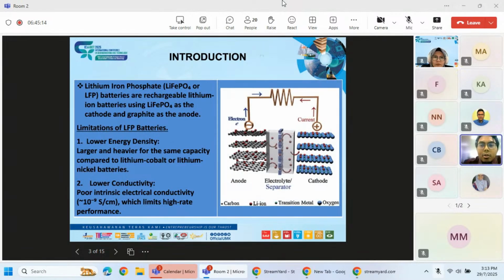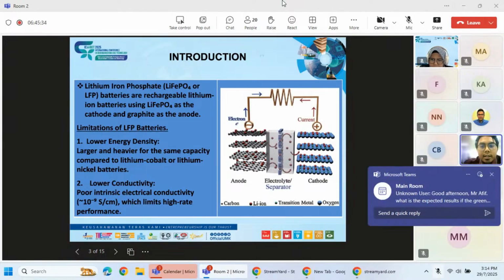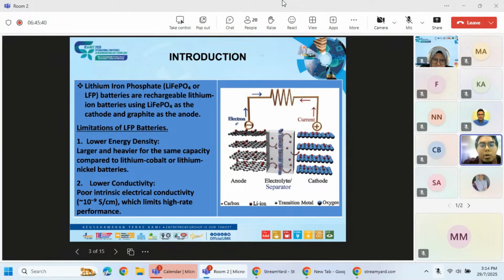For the introduction, I will be talking about the lithium iron phosphate or LFP battery. This is a type of lithium-ion battery known for its safety, long cycle life, and excellent thermal stability. However, despite these advantages, LFP batteries have a couple of important limitations. First, they have lower energy density, which means they tend to be larger and heavier than other types of lithium batteries. Second, they have poor electrical conductivity, which limits their ability to perform well at high charge or discharge rates. Understanding and addressing these issues is key to improving LFP battery performance and making them more effective for a wide range of energy storage applications.